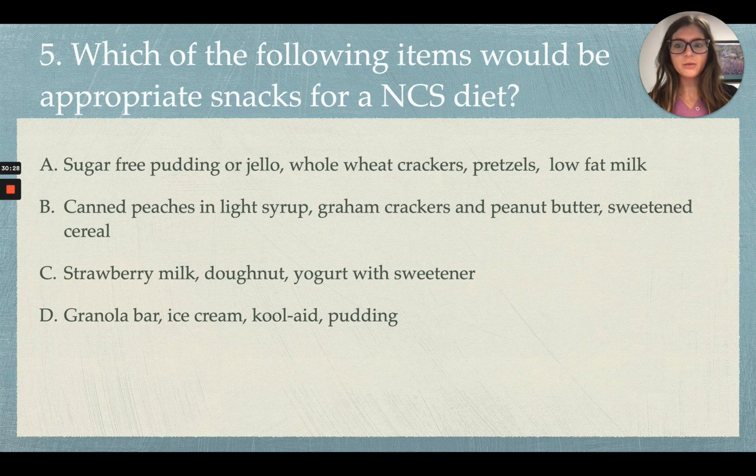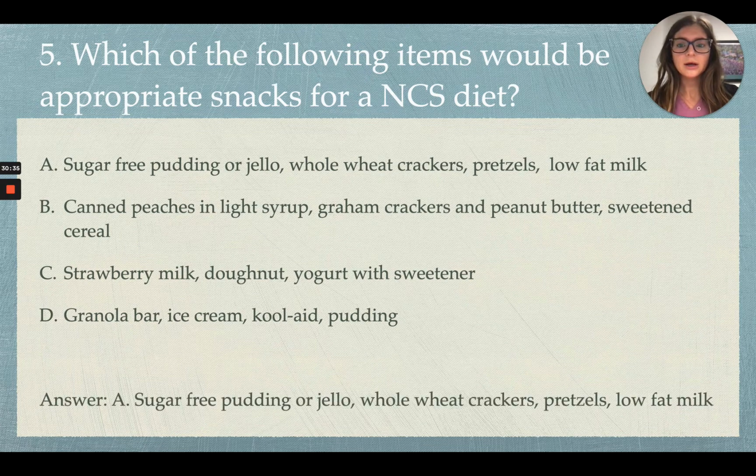The answer would be sugar-free jello. Answer A: sugar-free pudding or jello, whole wheat crackers, pretzels, or low-fat milk. These are all going to be foods allowed on the no concentrated sweets diet.